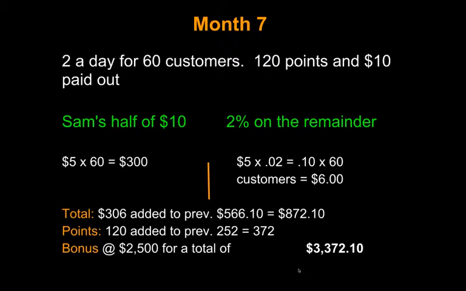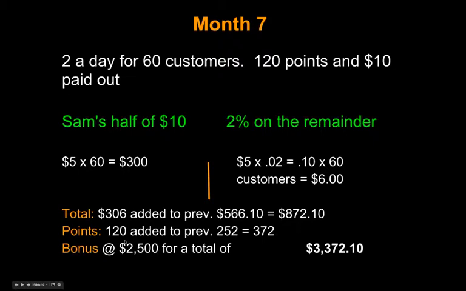Okay, so this month he did 60 customers, 2 a day. He had 120 points. Okay, you just go through the steps. Everything is the same. You multiply his half, $5 times 60 customers. This is how he got the 300. And then he got his 2% on the remainder. Okay, so that's $306. You add that to the previous months, and it comes to $872.10 this month.